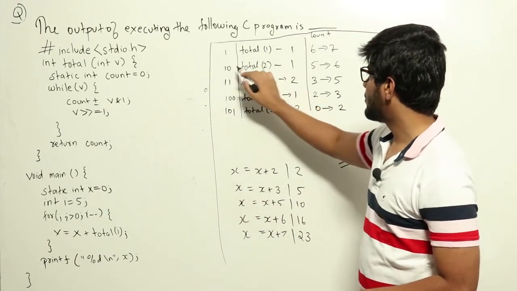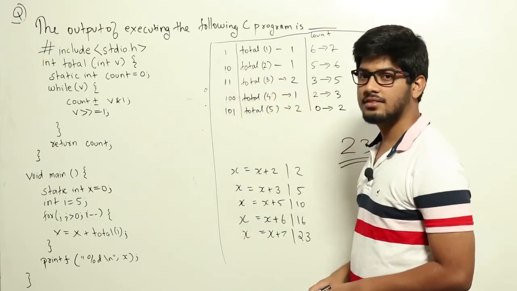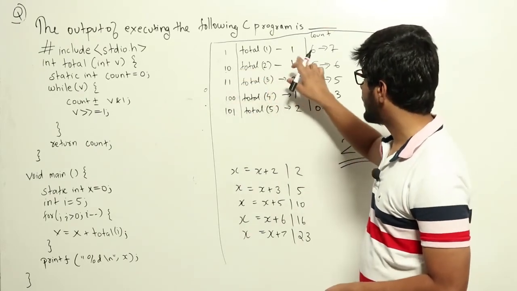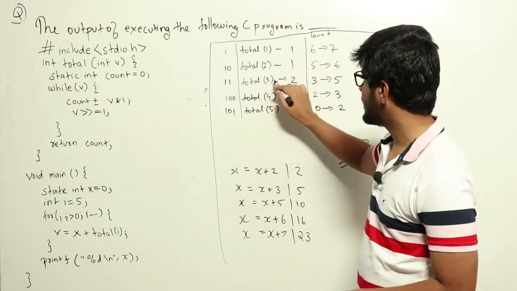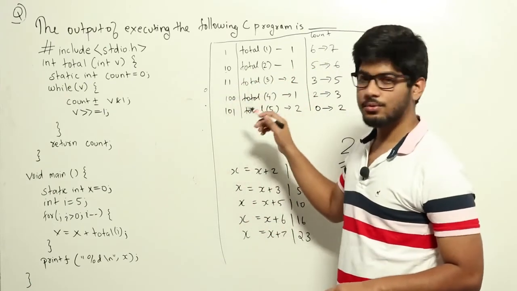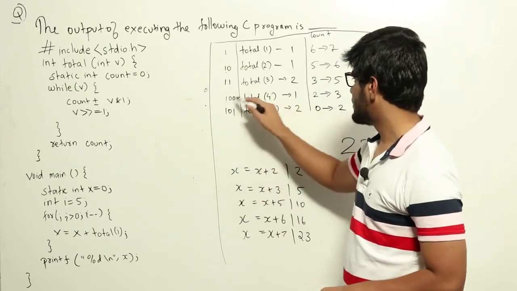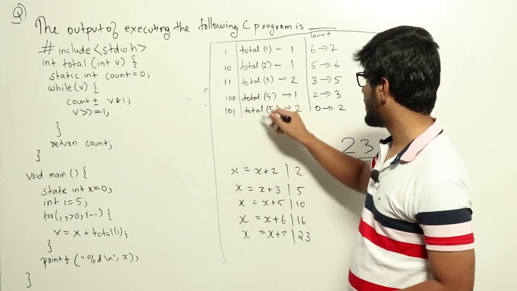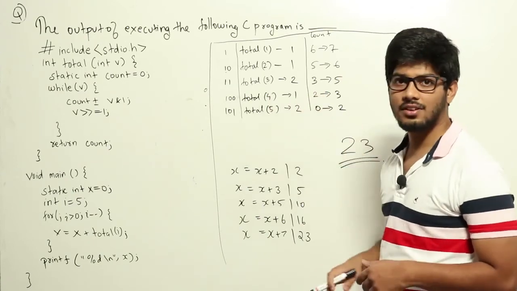If we call total of 2, the number is 10. There's only a single 1 here. So again, it will add 1 to count. If you do total of 3, the number is 11. There are 2 ones here, so it will add 2 to count. 4 is 100, 5 is 101. So 4 and 5 will add 1 and 2 respectively to count.